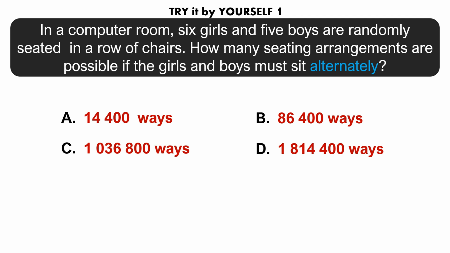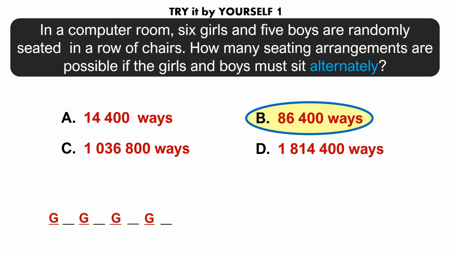And the answer is letter B. There is 86,400 ways, and you are correct. In the problem, it is stated that the condition of the sequence of arrangement is in alternating order. To solve for this, unahin nating i-line up yung objects with a greater number, and that is the girls. Okay? So with vacant space in between, para ito sa boys dahil nga ang sequence ng seating arrangement nila is in alternate.